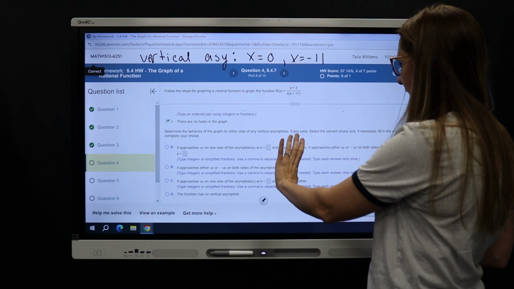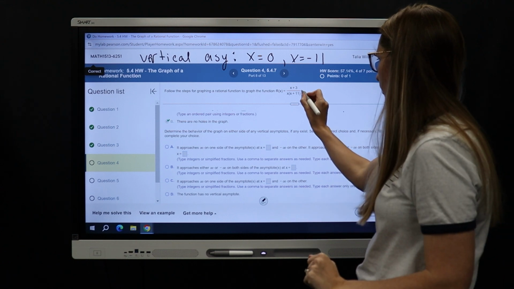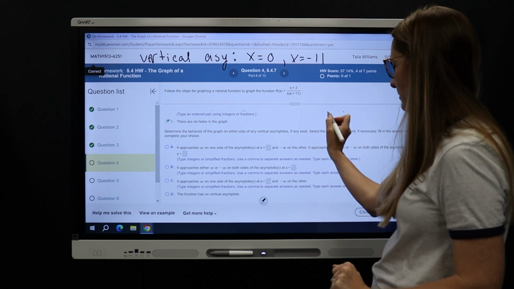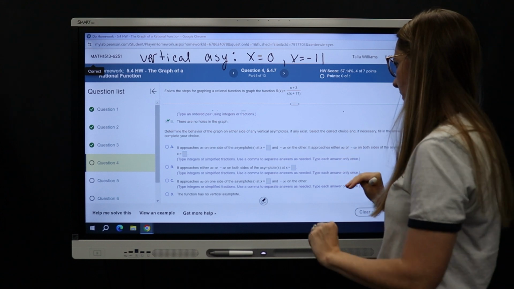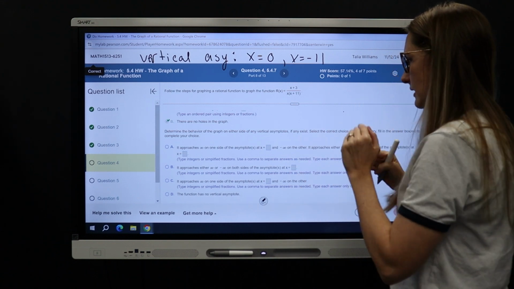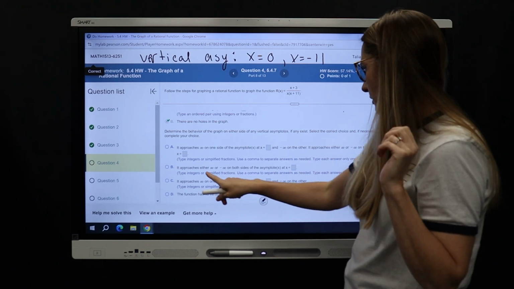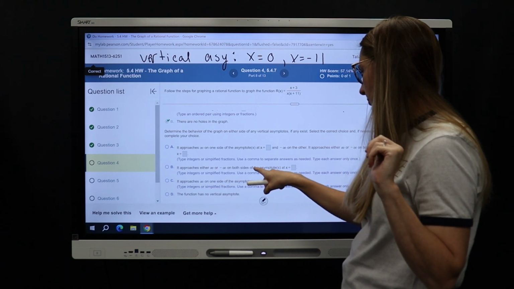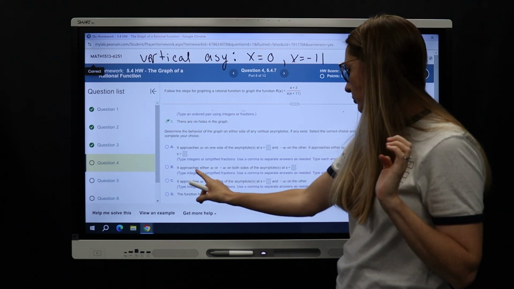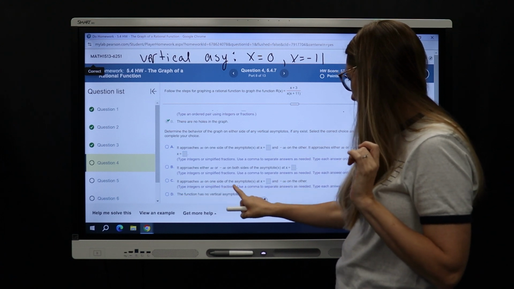So this would be if we had like this part was squared, if x was squared or x plus 11 was squared. So one of them would be both to one side and the other would cross. It approaches either infinity or negative infinity on both sides. So this is if you have that even multiplicity. This is our odd one.